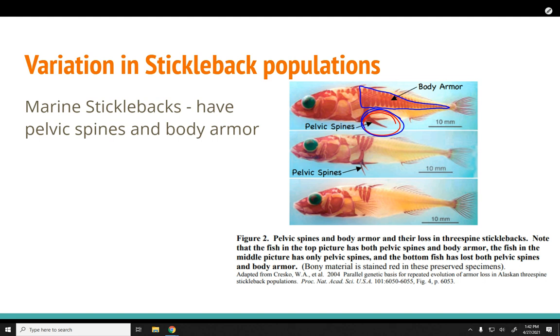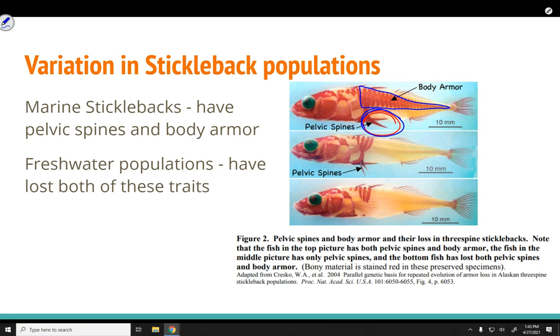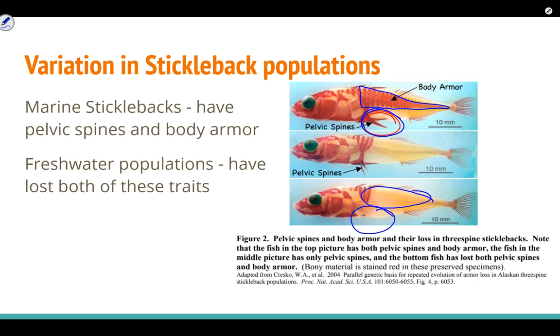The pictures that you see up here are preserved specimens where they treated them with a dye that stains the bony hard structures. So that's why you see the weird colors. This is not the colors they would be in a lake. These are preserved specimens stained so that we can specifically see these structures. So the marine ones have both of those. The freshwater populations have lost both of those traits. So this one down here is a freshwater stickleback. It has no pelvic spines and no body armor. So it's missing both of those traits. So that's the evolution that we're looking at: how did this loss of body armor and pelvic spines happen, and why?